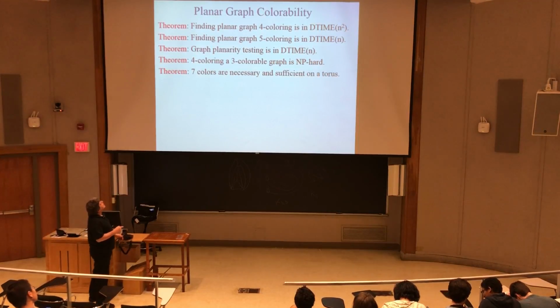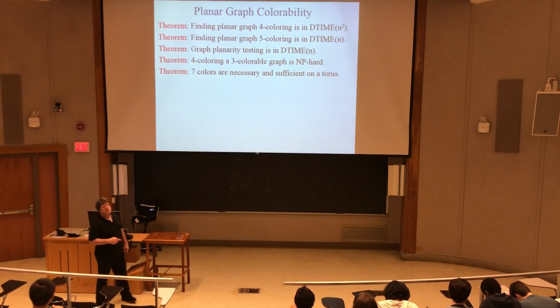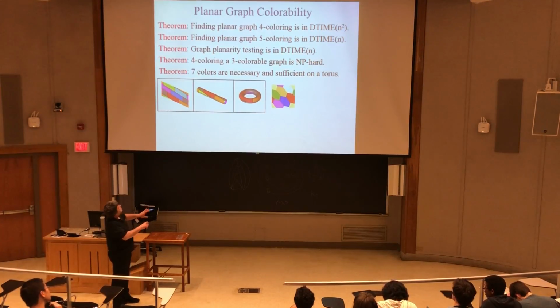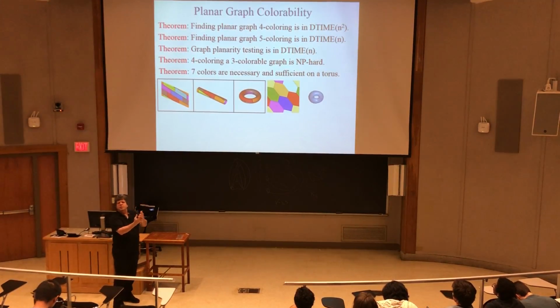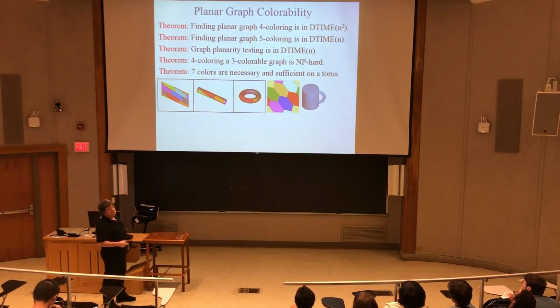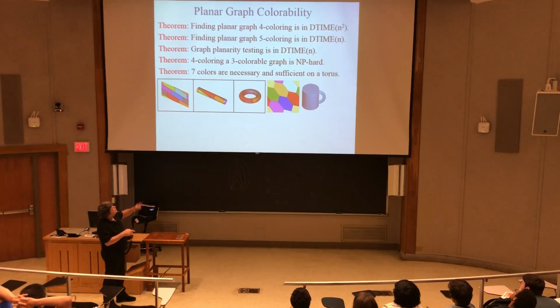Now, it turns out that on a torus, 7 colors are both necessary and sufficient. A torus is basically a cylinder wrapped around. A torus is like a donut. You know what it looks like. And of course, topologically, a torus and a teacup are the same, right? They both have one hole going through them.